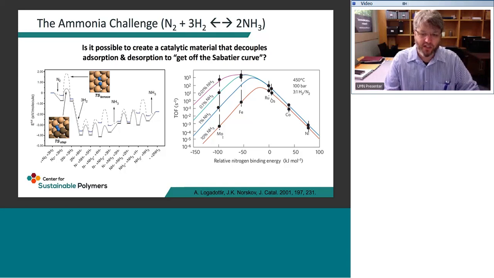So the big question in research, and this is a frontier research question, is how could I make a material that has the binding sites I need for adsorption and dissociation, but also then has the right binding sites for desorption? And then you'll hear catalysis scientists talk about this constantly, which is how can we get off the Sabatier curve? And this question goes on, looking for an advanced strategy right now.